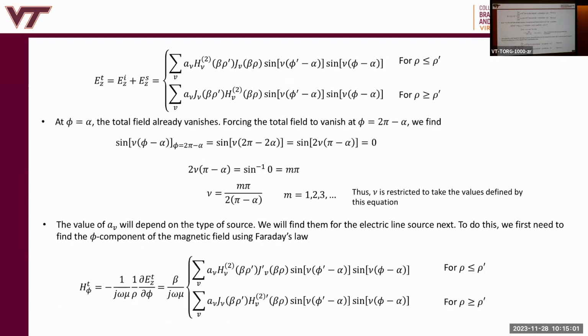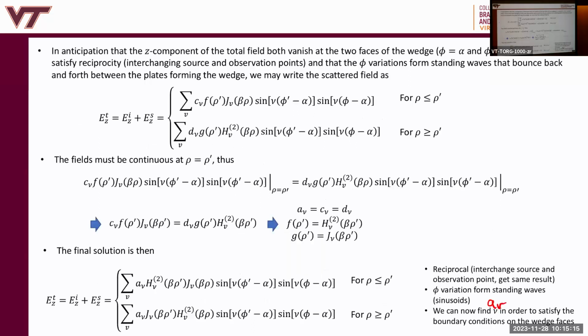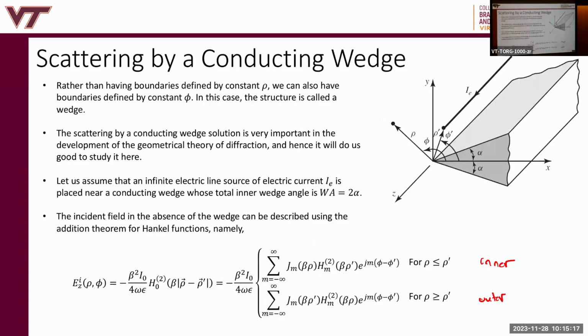I've repeated the expansion that we have for the total field at the top of the slide. Now we're going to apply the boundary conditions. We know that phi equal to alpha. So where are the boundary conditions? There are boundary conditions in phi now, not in rho. In phi, the boundary conditions are that E tangential goes to 0 at phi equal to alpha and at phi equal to 2 pi minus alpha. So 2 pi minus alpha is this face, right?